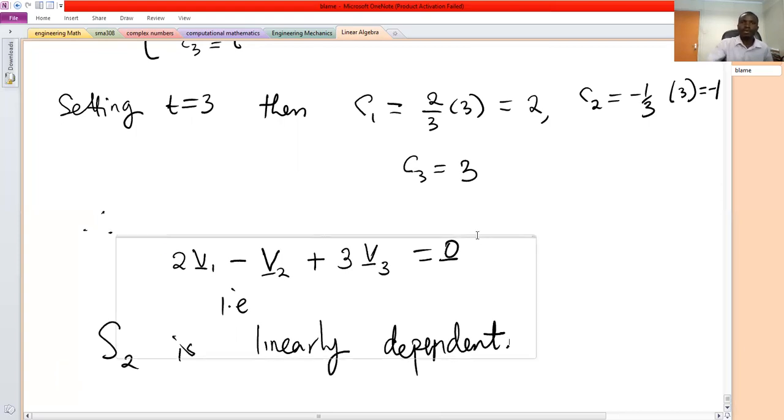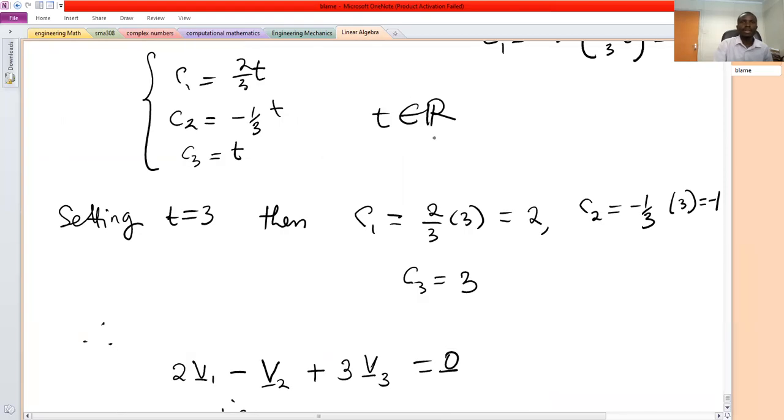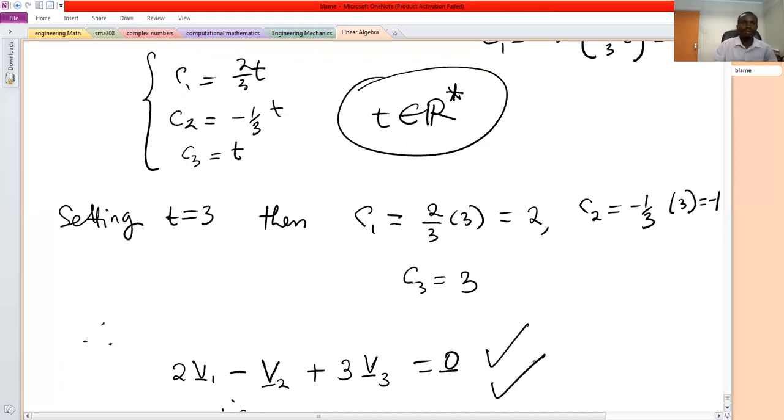Remember when you're determining this value here, t can be any value. So fix t can take on any real number. Just to be specific so that you don't get confused, t is in R star, so that you don't say that when I put 0, then I'll have C1, C2, C3 being 0. R star means we are excluding the 0 value. So therefore the given set is linearly dependent.